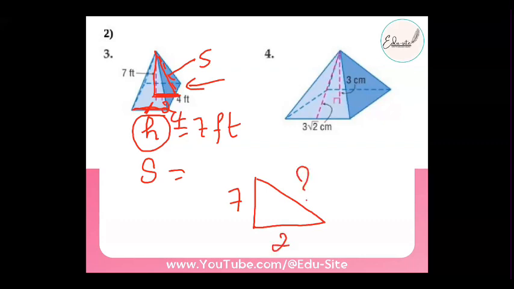Now what is this one? Understood? Yes. Now please tell me the slant height. You're just going to find the slant height and then follow the same procedure as previously. Surface area is calculated, right? Come on, beta.